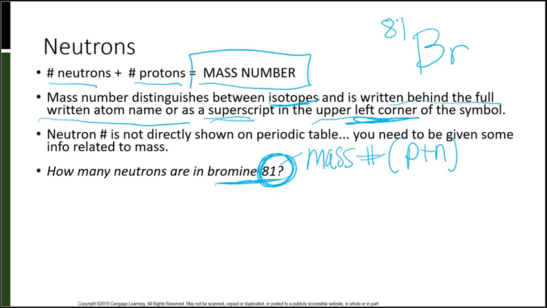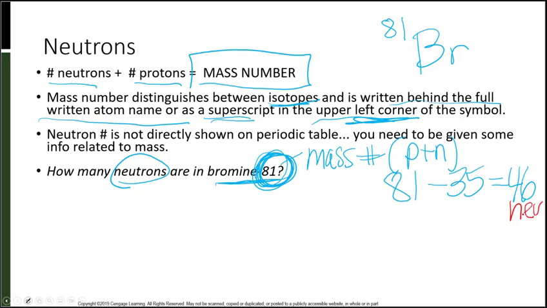Okay, now how do I figure out how many neutrons are in bromine 81? Well, I have to find bromine on the periodic table. How many protons does it have? It has 35. That's its atomic number. So if I take that full mass, 81 as protons and neutrons, let's subtract 35 because that's how many protons it has, and that will give me how many neutrons it has. So let's do that math real quick. And we should get 46 neutrons. I ran out of space there, but NEU for neutrons.